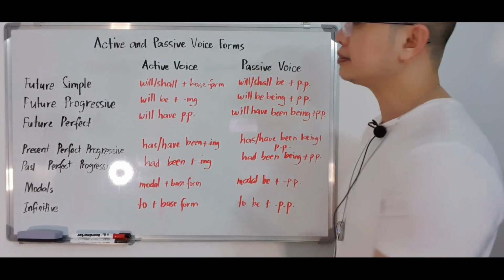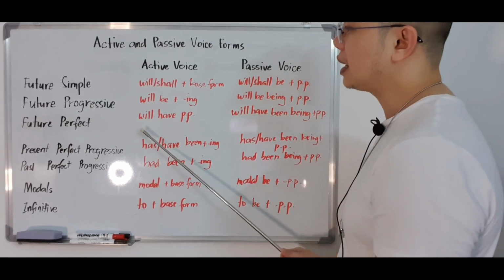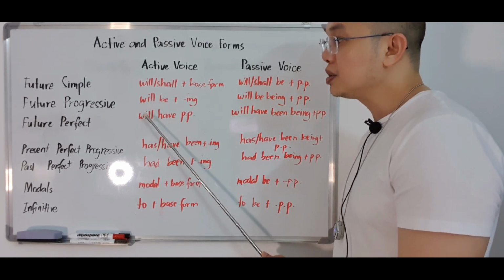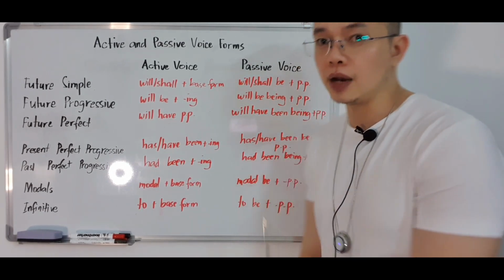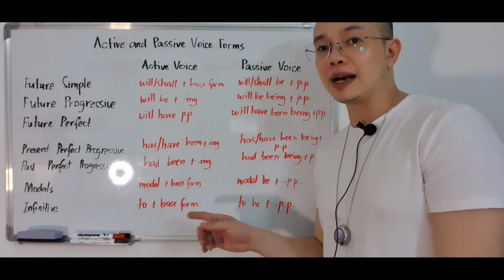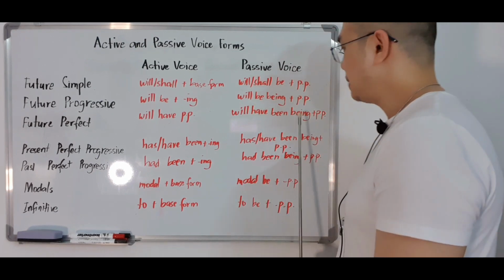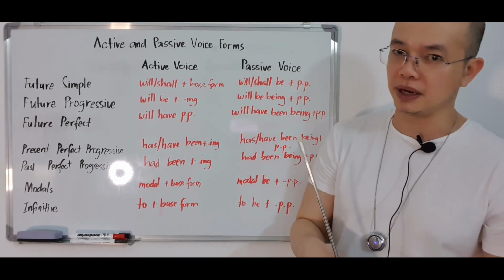All right. Now you have the future perfect. For the future perfect, you will have will have, okay, you can also use shall, by the way, shall have, plus the past participle form of the main verb. Now for the passive voice, you will have will have been being plus the past participle form of the main verb.